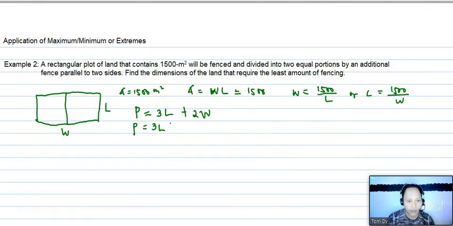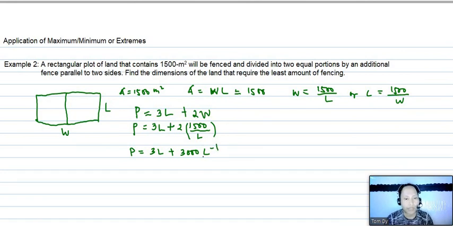plus 2 times width. Our width here is 150 over L. So 2 times 1,500 over L. It's not 150 but 1,500. So that this is equivalent to, our P is equivalent to 3L plus 3,000. You have here 3,000 L raised to negative 1. Why I'm raising up your L into negative 1? Because we will take the derivative of this one.